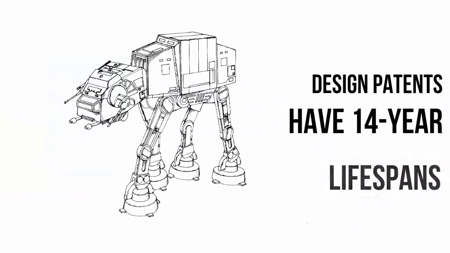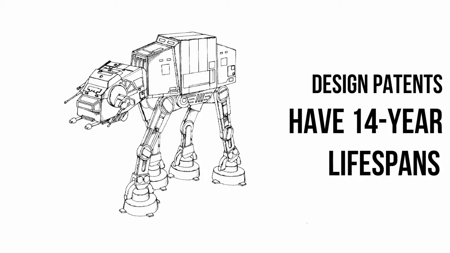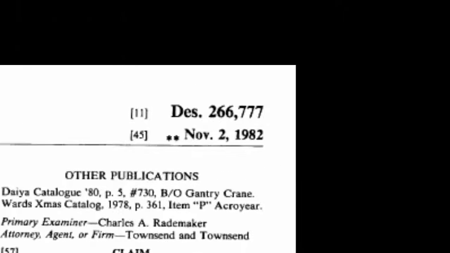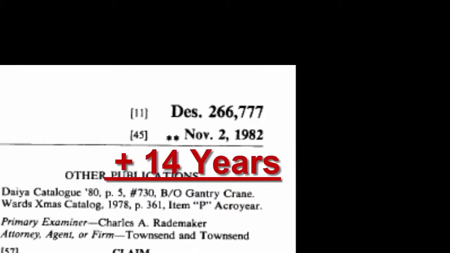And one more thing. Design patents have a different lifespan. It's calculated 14 years from the date of issuance. So if you're looking at a design patent, that's one with a D in front of its number, just calculate 14 years from the date of issuance, and you're set.